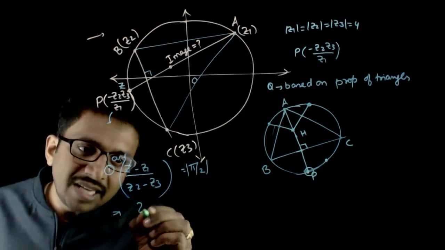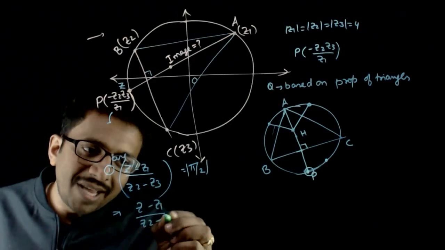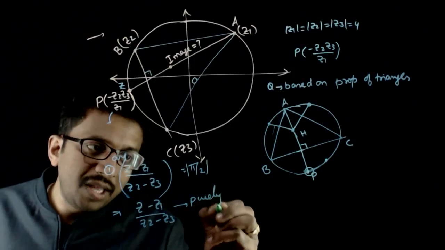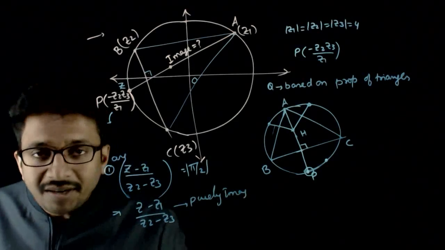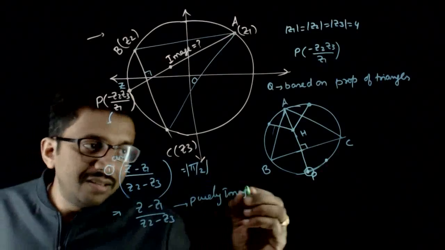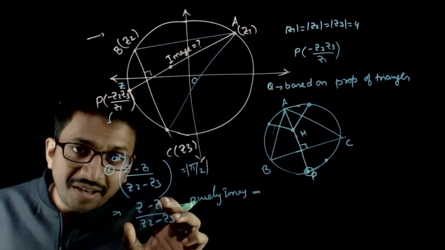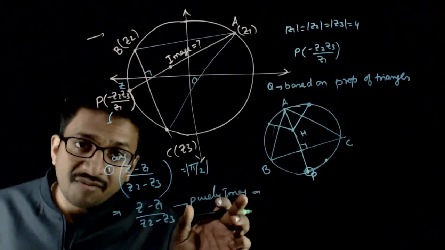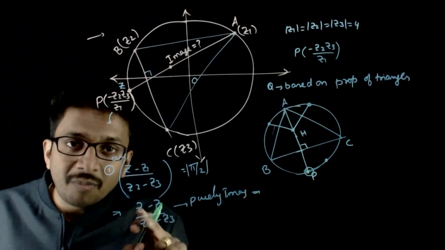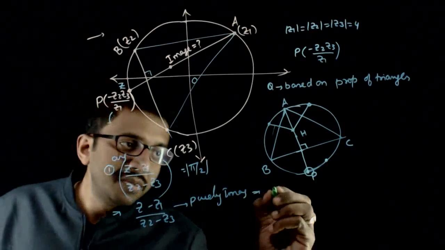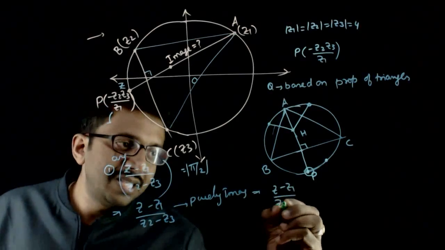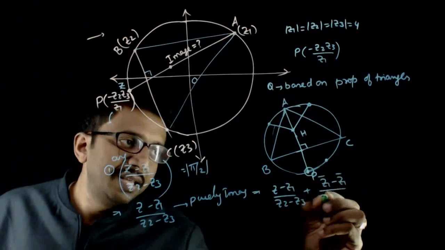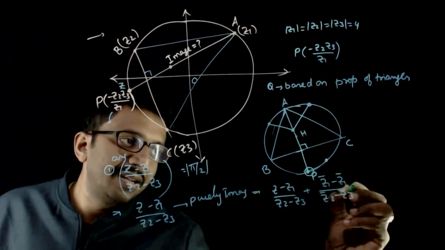This implies (z minus z1) by (z2 minus z3) has to be purely imaginary, right? This implies this complex number plus its conjugate has to be equal to 0, because if a number is purely imaginary, the complex number plus its conjugate becomes equal to 0. So (z minus z1) by (z2 minus z3) plus (z bar minus z1 bar) by (z2 bar minus z3 bar) is equal to 0.